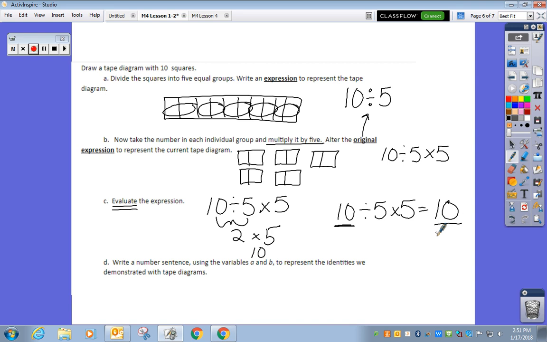Now they want us to write the number sentence using variables a and b to represent the identities we demonstrated with tape diagrams. So again, I'm just going to replace the 10s with a's and the 5s with b's. So a divided by b, times b gives us back a again. When we use variables, we try to use the dot when we're showing multiplication, just because if we don't, it looks like the letter x, and that can get very confusing because a variable can also be the letter x.